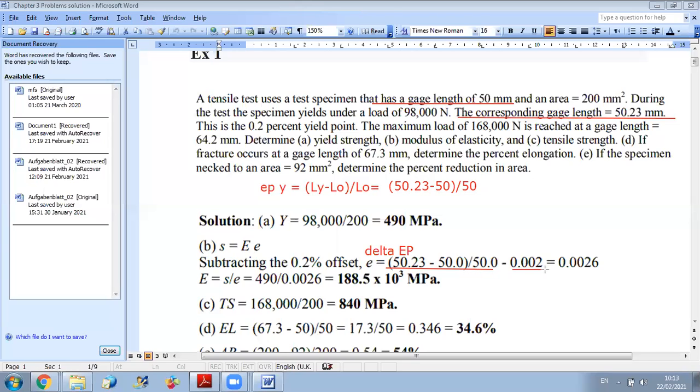Okay, I thought the 0.002 is in the denominator. No, no, it's minus. Okay, all of this is minus this. Okay? Yes, thank you. Okay.